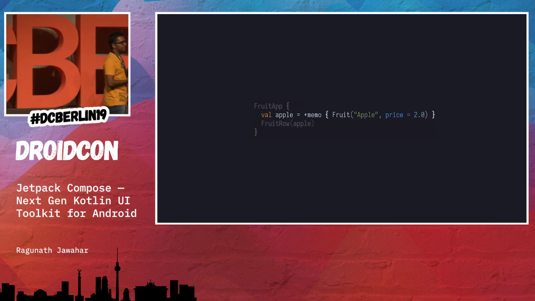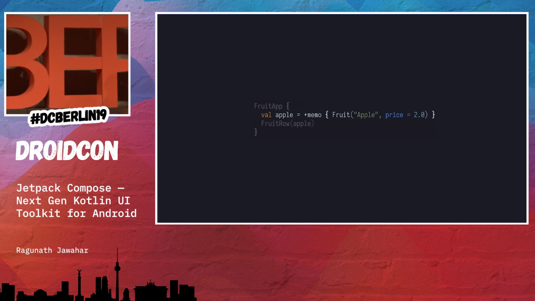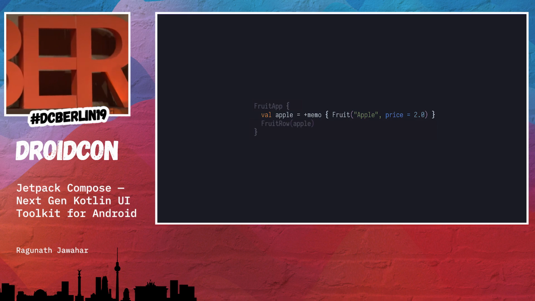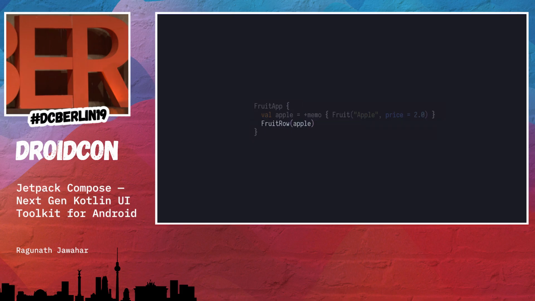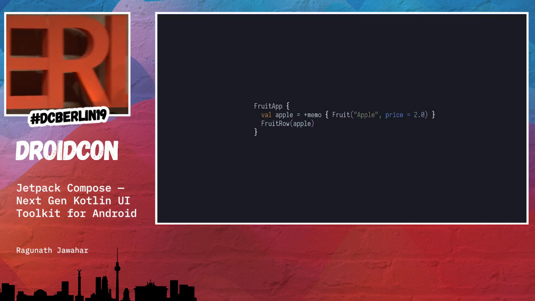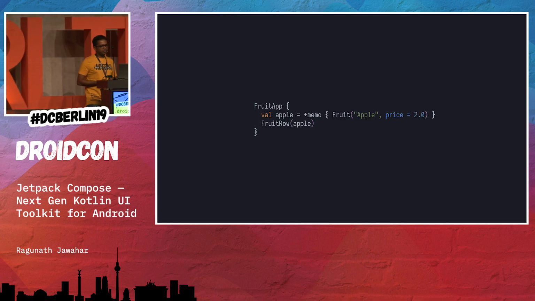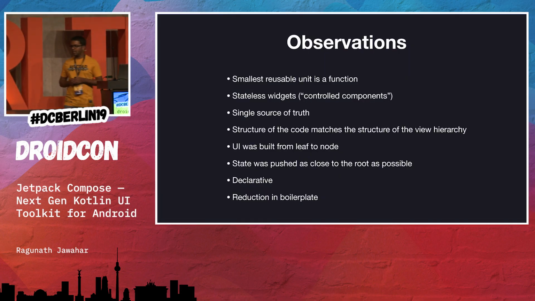So that way, when a recomposition happens, only the portion of the tree that has changed is redrawn, and the rest of it is left out. And then finally, we go ahead and say fruit row, and then we create the apple itself. Right? So we pass in the apple, and this is how it looks. There are some observations that I would like to bring to your notice in this case.